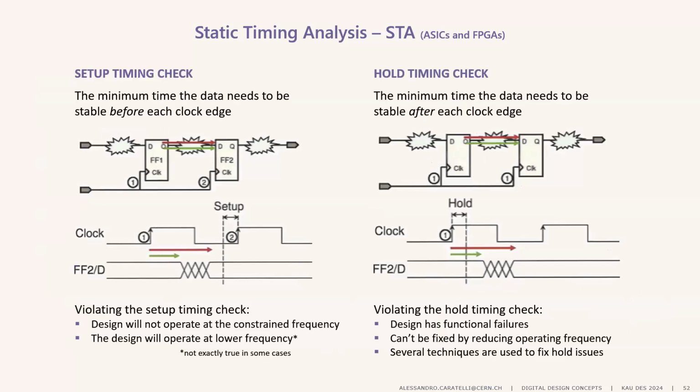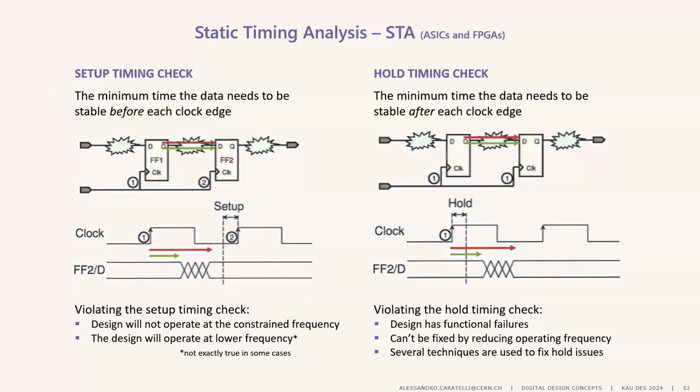What is important here is the main types of checks that you want to see, which we call setup and hold timing checks. These check the minimum time that the data needs to be stable before each clock edge, and the minimum time the data needs to be stable after the clock edge. Violating setup timing checks means that the design will not be able to operate at that frequency, but if you run it at a lower frequency, you gain margin. So the design will operate at a lower frequency.